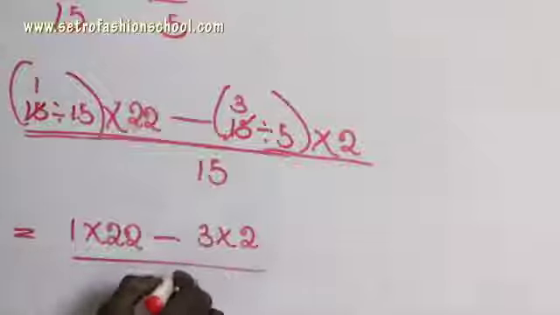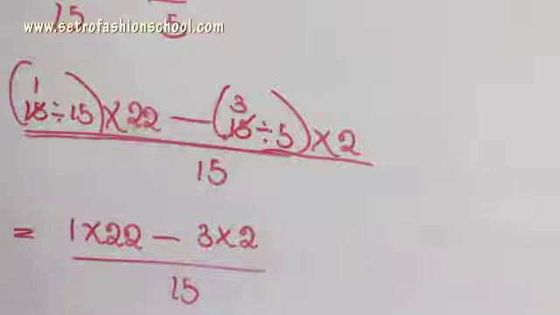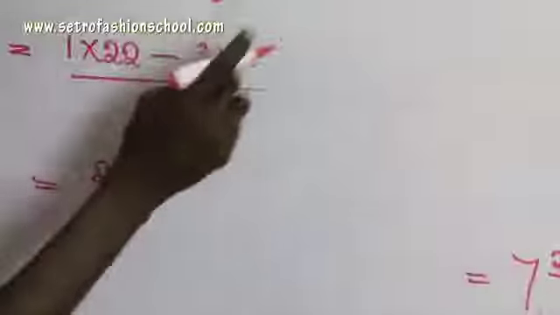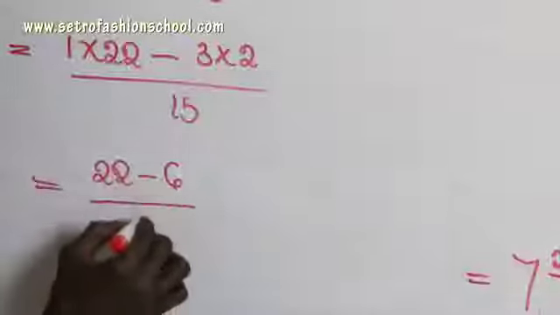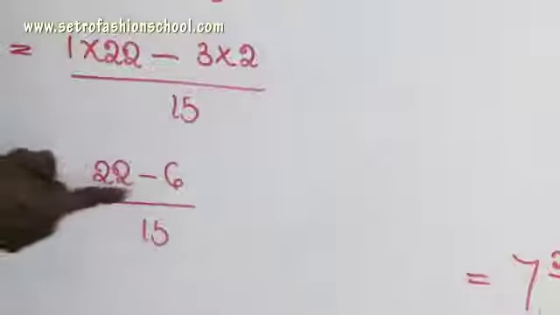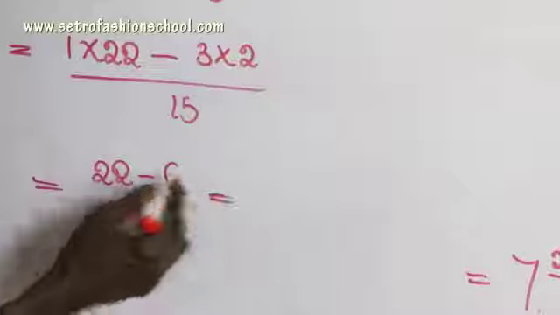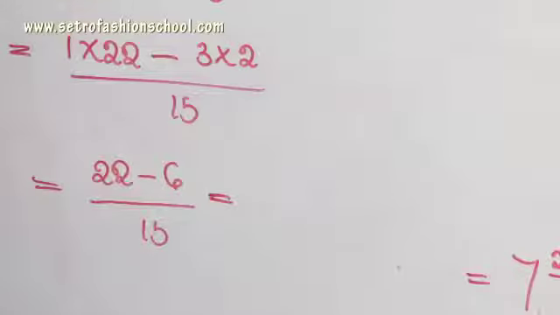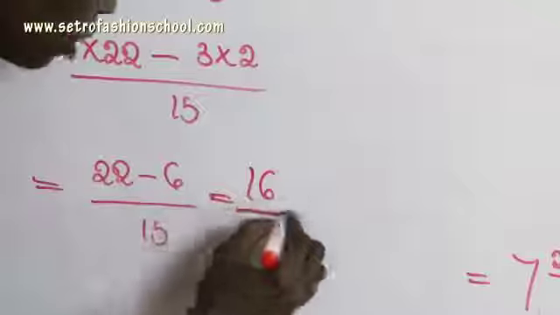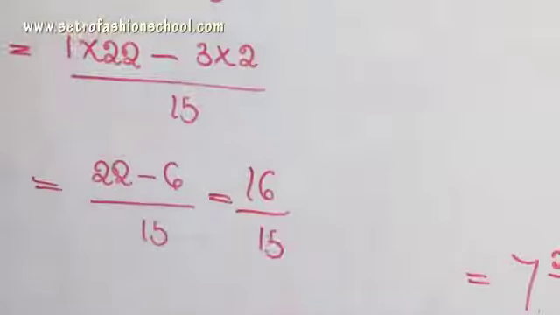Mind you, you are still going to carry your 15. Now, 1 times 22 is what? Great, 22. Minus 3 times 2 is 6, correct? All over 15. Now, what do you think we are going to do? Good of you, that will be 22 minus 6. What is 22 minus 6? Are you pretty sure? Great, you are super. That will be 16, so 16 all over 15.